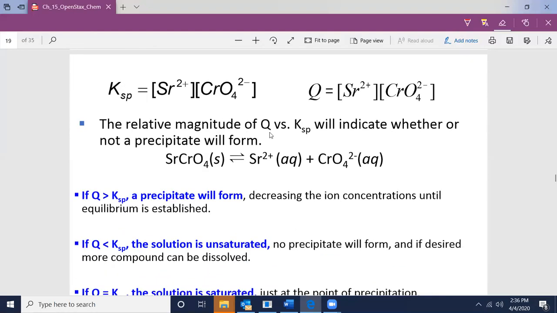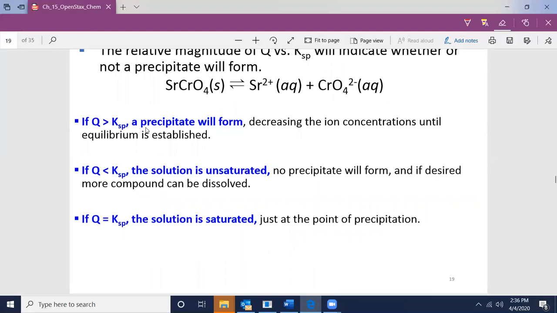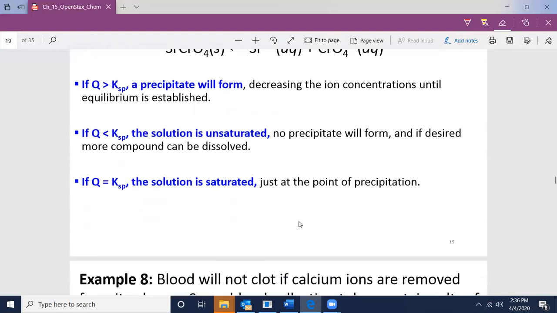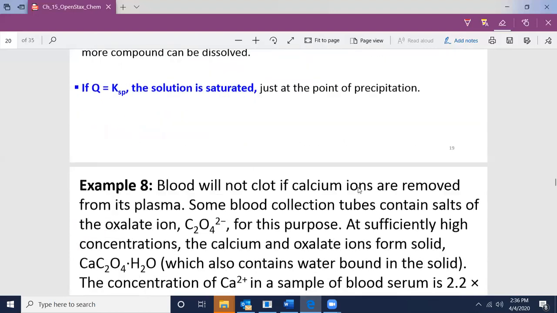So the relative magnitude of Q versus KSP will indicate whether a precipitate will form or not. We already know that part, right? If Q is greater than KSP, a precipitate will form because you have more ions, so ions need to go into the solid side. If Q is less than KSP, the solution is unsaturated. No precipitate will form, and if desired, more compound can be dissolved. And if Q is equal to KSP, that means it's at the equilibrium point, just at the point of precipitation.